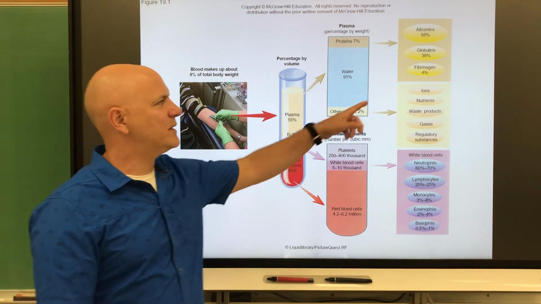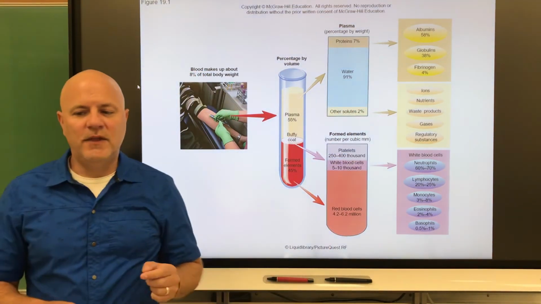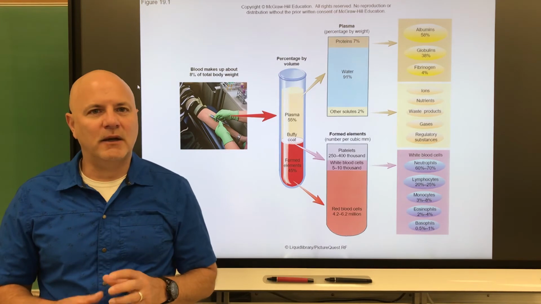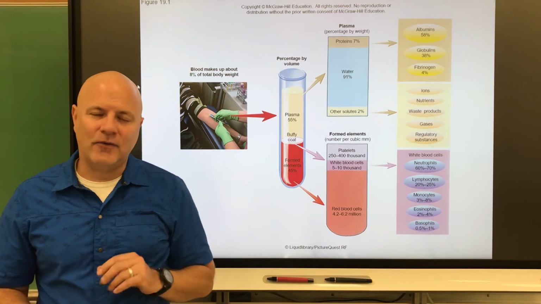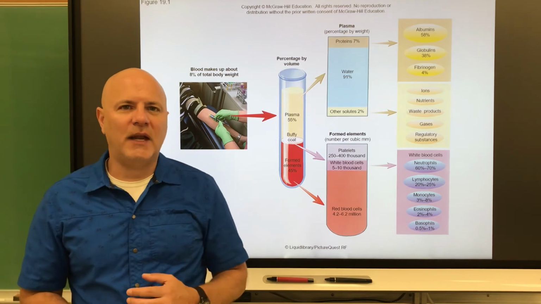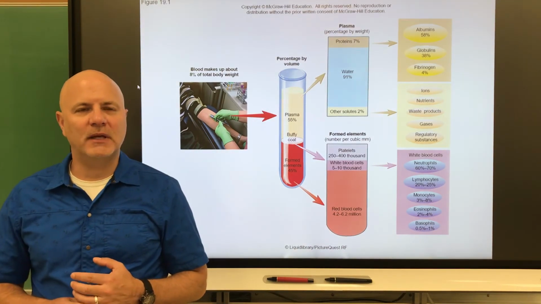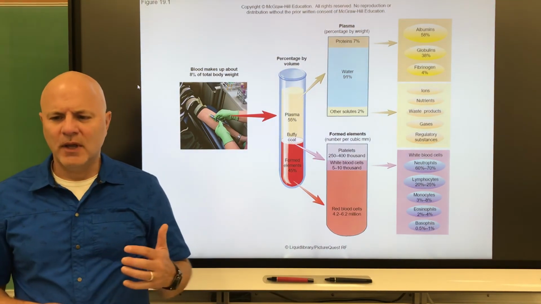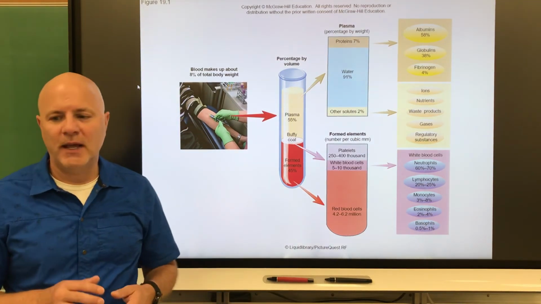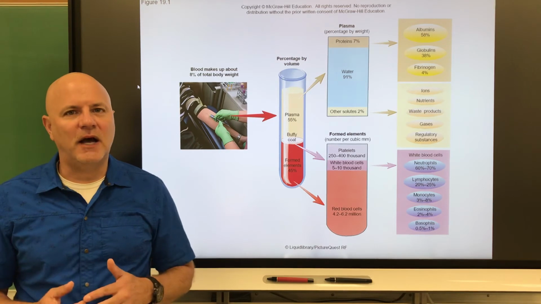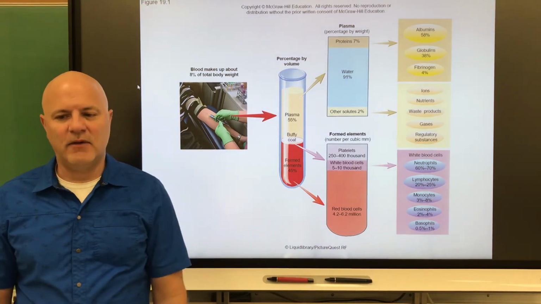Next are fibrinogens. So fibrinogen there. This is a blood coagulator, so it causes blood clotting. Now, fibrinogen is not the active coagulator. We're going to talk about that later on in this chapter. So, serum, by the way, is plasma without clotting factors. So we take the fibrinogen out of it.